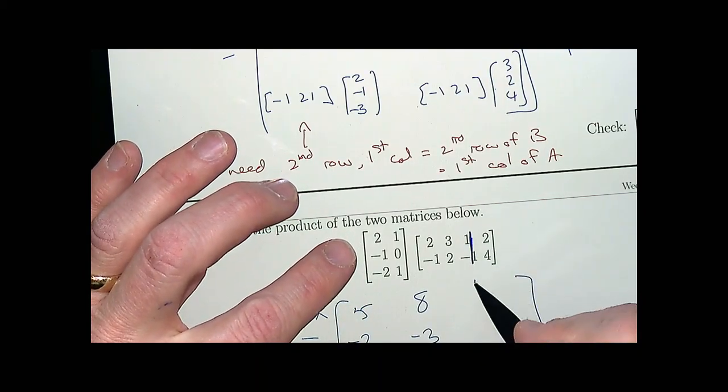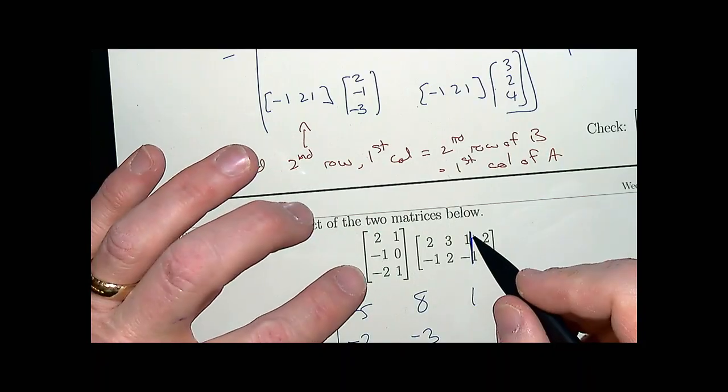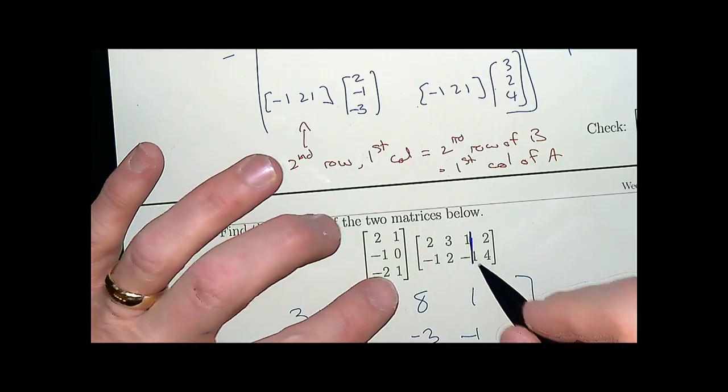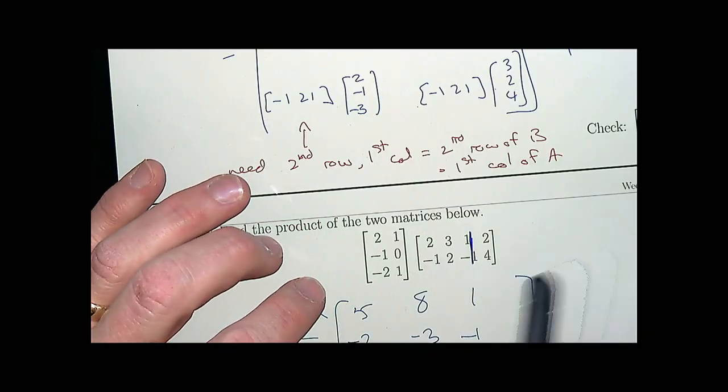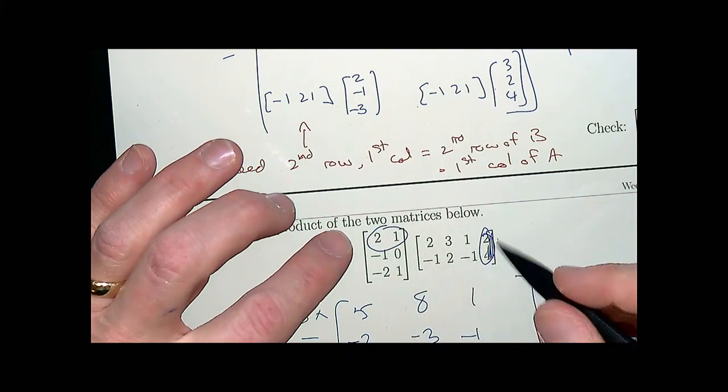Next column. So I can do the next column. It gives me the third column in the output matrix. 2 plus minus 1 is 1. Minus 1. Minus 2 minus 1 is minus 3. And then we do the fourth column. Use that whole vector, dot product with the other ones.